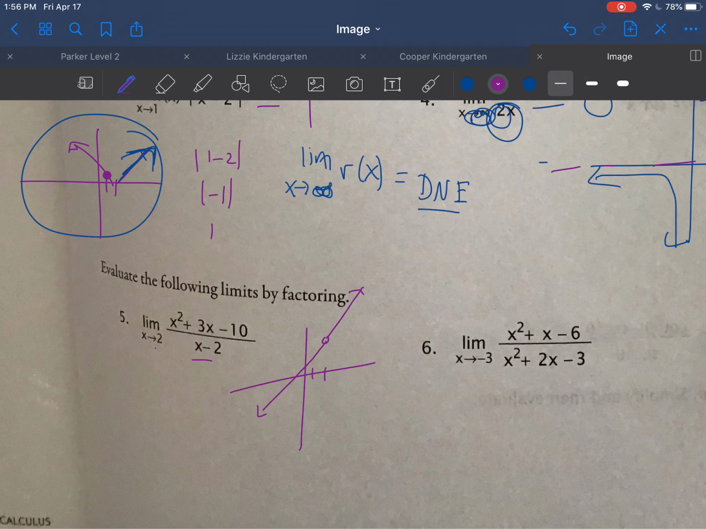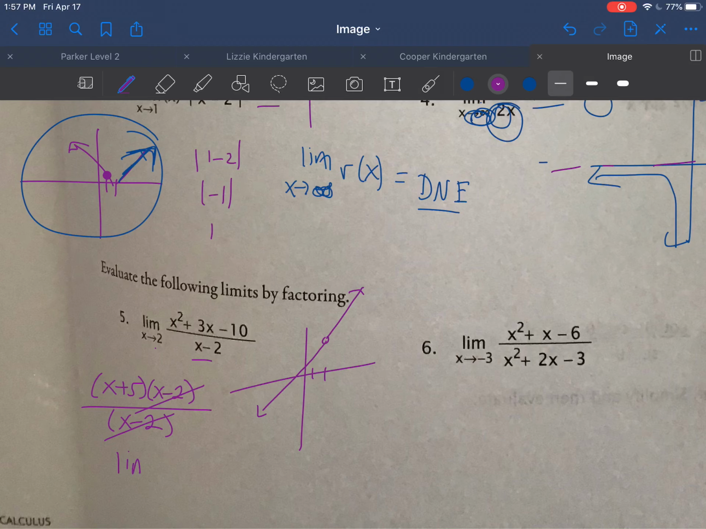So how to get by that and know what our limit is, we're going to factor first, and then we'll plug into our reduced form. So x squared plus 3x minus 10 will factor to x plus 5, x minus 2, divided by x minus 2. Right here, the x minus 2's cancel out. This is what I used to teach in Algebra 2. Whenever you cancel those out, it creates a hole in your graph at an x value of 2. We're left with x plus 5.